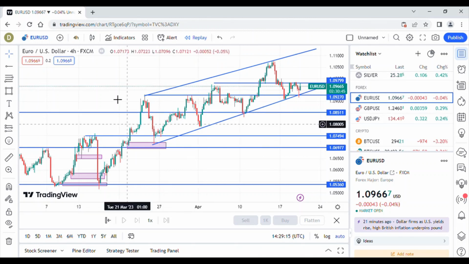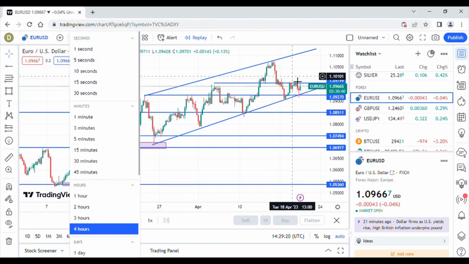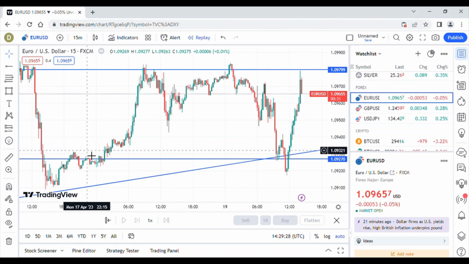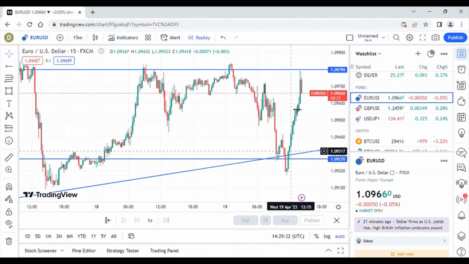Let's drop down to a 15-minute time frame and see how this area is looking here. Just this area, how it's looking. 15-minute. Good. As you can see, you missed your entry here. Now you are seeing that price, oh, price. It's already left me.